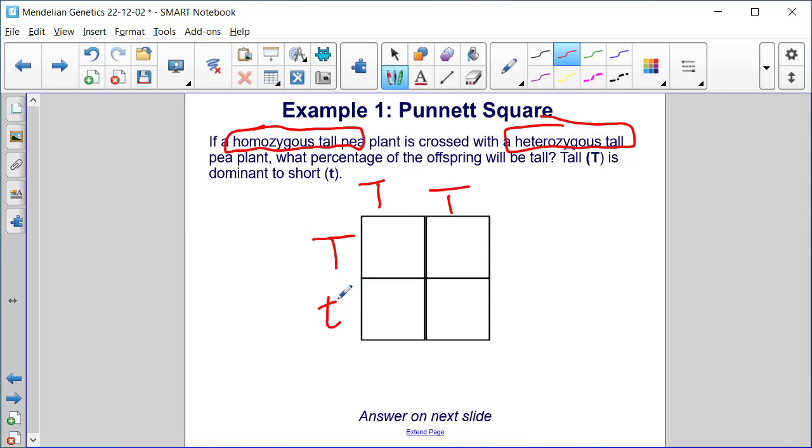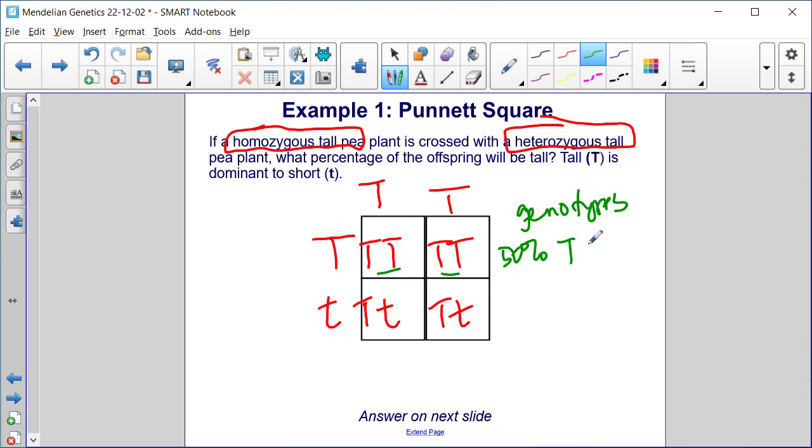Okay, so let's look at the offspring we would have. So there's our Punnett square. And then let's look at our genotype and phenotype percentages. So in our genotypes, we have two different ones. We have half of them homozygous tall and half of them heterozygous, but this is dominant, right? And so that means the phenotype will be 100% tall.